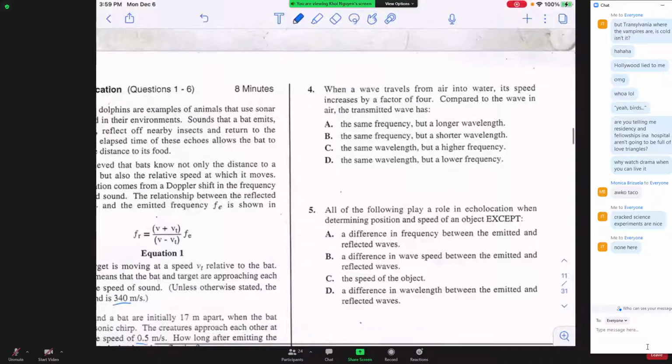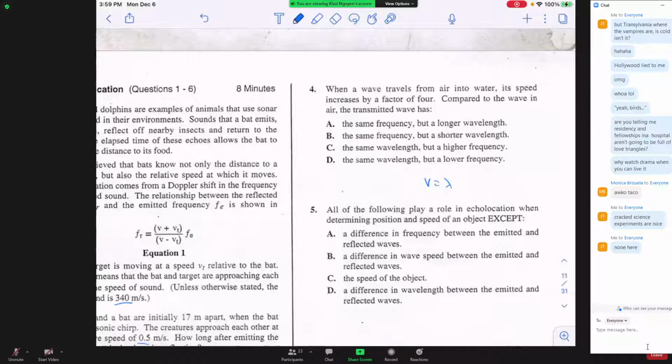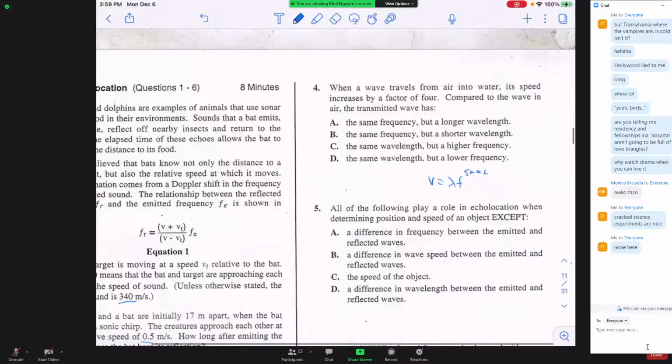Number 4: when a wave travels from air into water, its speed increases by a factor of 4. Compared to the wave in air, the transmitted wave has the same frequency and a shorter or longer wavelength? It's going to be longer, right? Because remember, v equals lambda f. If frequency is the same, and the speed increases by a factor of 4, then lambda has to be increased by a factor of 4 for number 4.